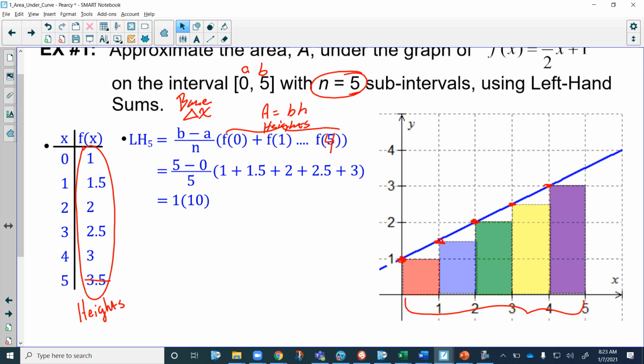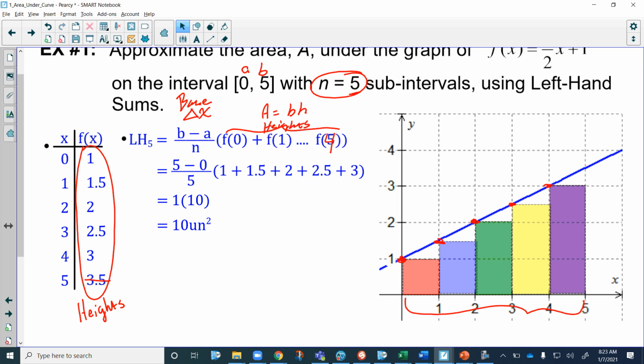The left side of the parentheses just simplifies to be 1, which we get from just looking at the graph. That's real easy to see. The base of each rectangle is 1. So in this case, the approximated area under the curve is 10 square units.